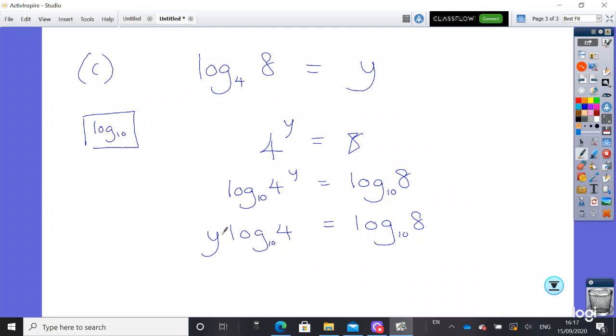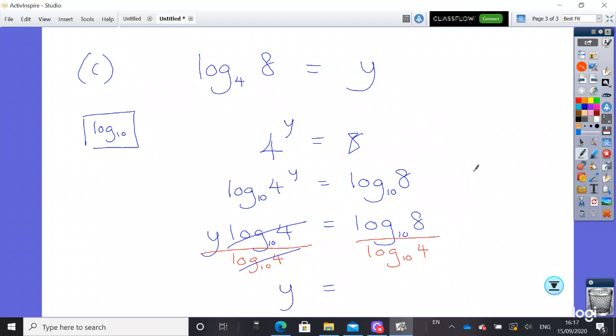And so I can now flip this term to the other side because it's times y. So all I have to do is do what to both sides? I divide by log to the base 10 of 4. On this side, I must divide by log to the base 10 of 4, and on this side too. And so that term cancels out, giving you y is equal to that.